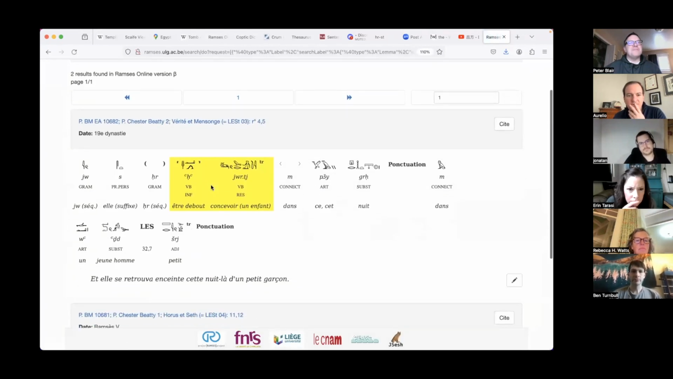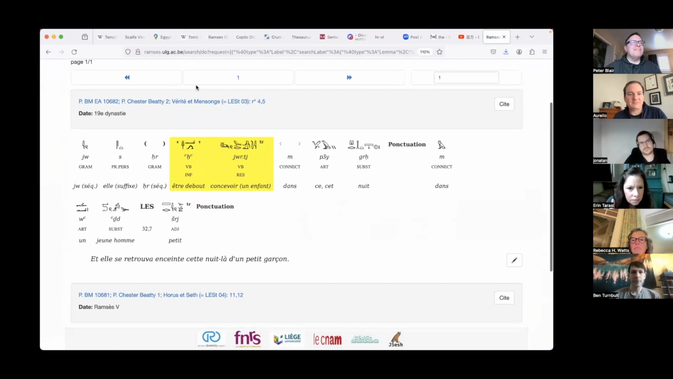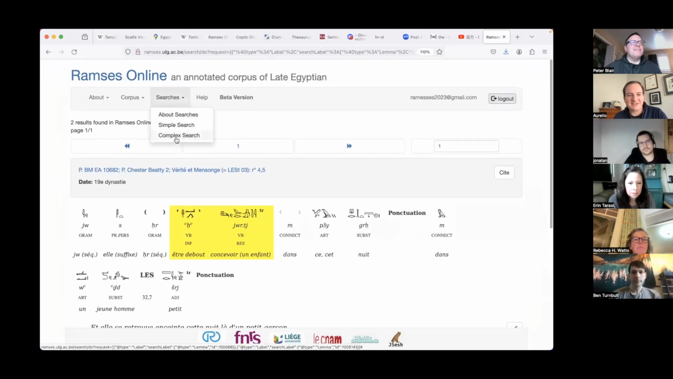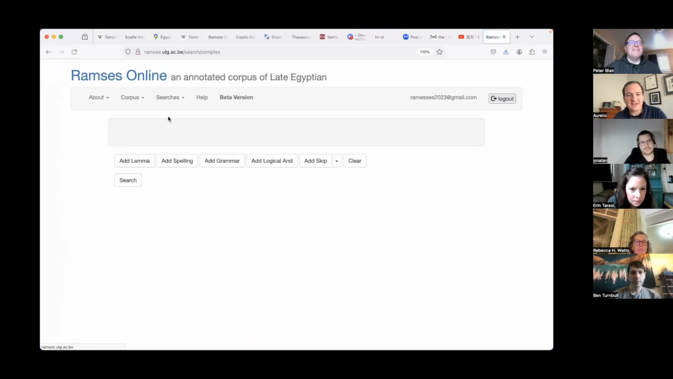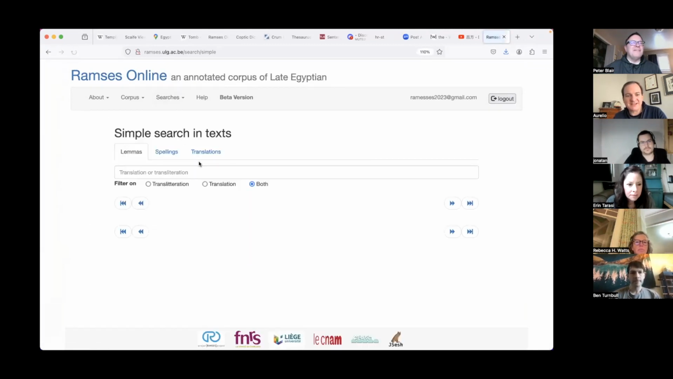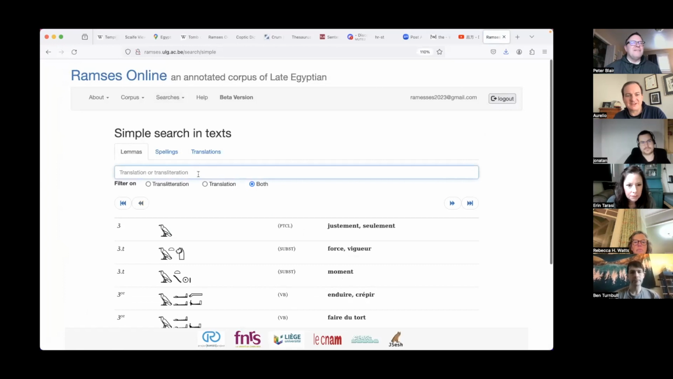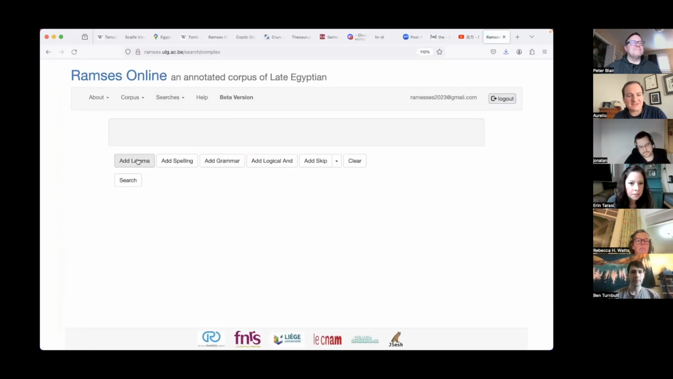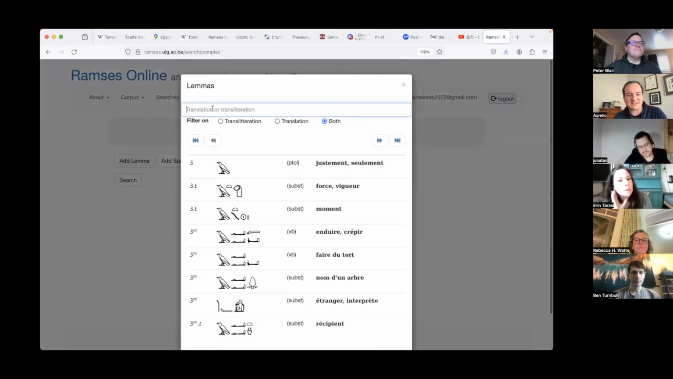I didn't realize you could do this with Ramses. That's amazing. Let me show you, in case you missed it. There is something here called complex search. The normal search is where you just type in Egyptian or French what you're looking for, and you can specify whether you want the transliteration or the translation. But you also have the complex search, where the first lemma would in this case be aha.